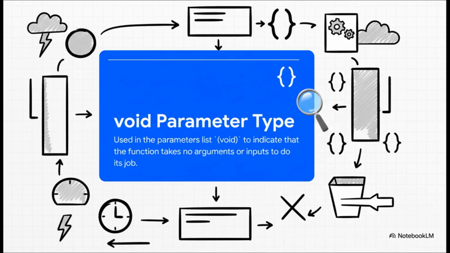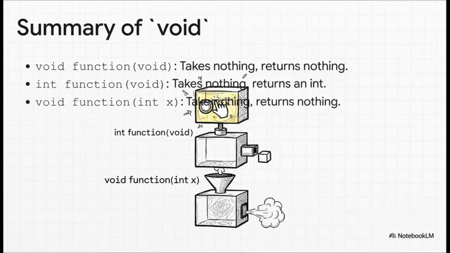Void isn't just for return types, you can also use it for parameters. So if a function doesn't take any inputs at all, you just specify void in the parentheses. And I bet you've seen this 100 times already in int main void. It's just a crystal clear signal to the compiler and to anyone else reading your code that this function doesn't need any arguments to do its job. So really, void is just a super clear signal for nothing. It's either telling you there's no input or no output. So a void function void, that's just a totally self-contained action. An int function void creates a value out of thin air. And a void function int x, well, that takes in a value, does something with it, but doesn't bother reporting back with a result.